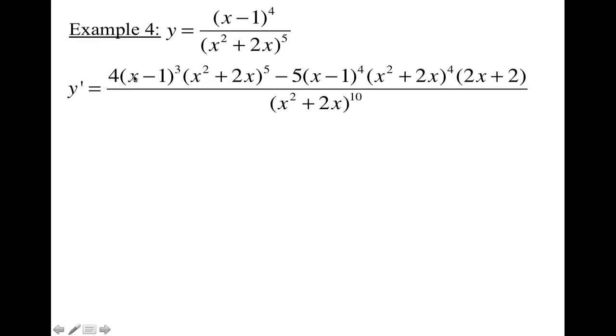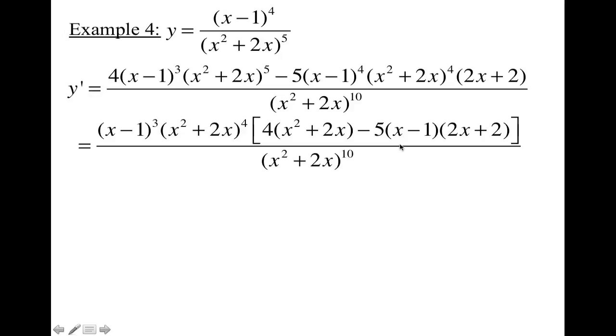So there's my 4 times my inner to the third power. So there's the derivative of the top times the bottom, minus, right here, the (x minus 1) to the fourth, that is the top. So the derivative of the bottom, so the derivative of the inner function, x squared plus 2x, is 2x plus 2, times the derivative of the outer, so u to the fifth power, which would give me 5 u, which is the inner function, to the fourth power, all over the bottom squared. So in this case, (x squared plus 2x) to the 10th power.